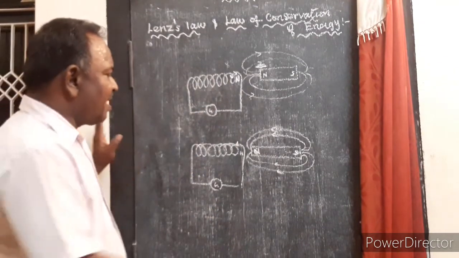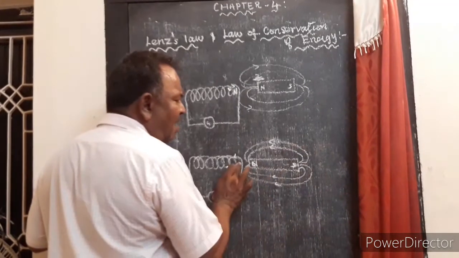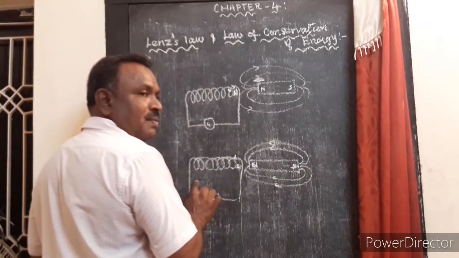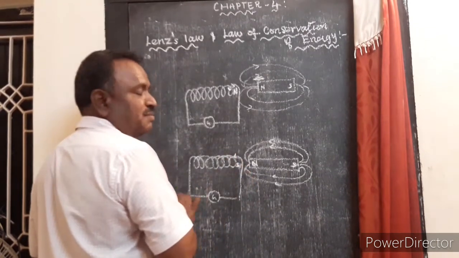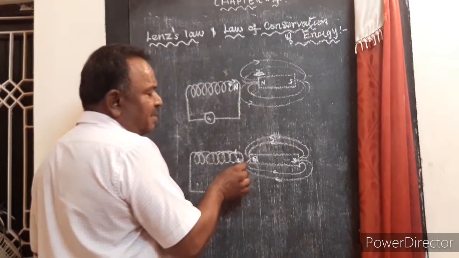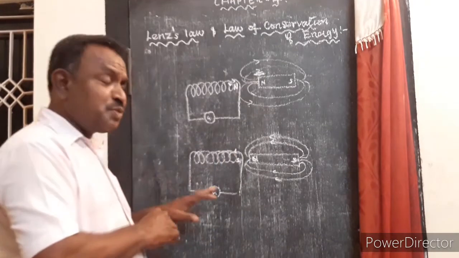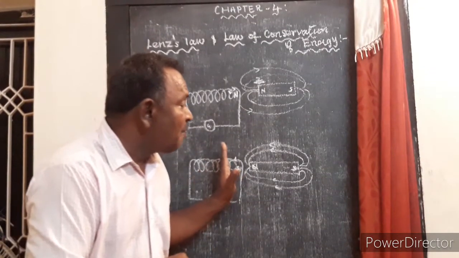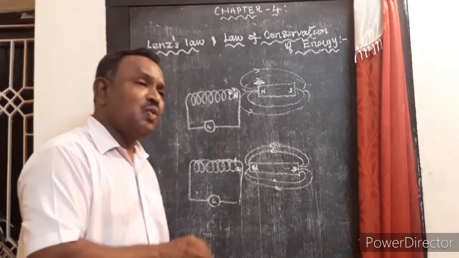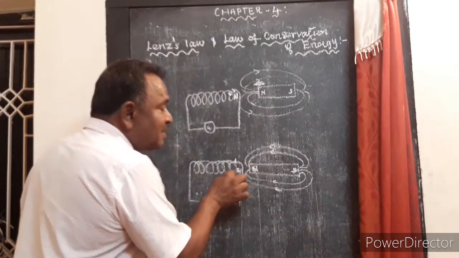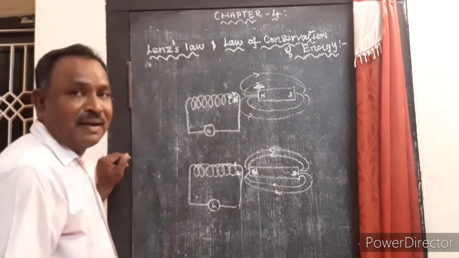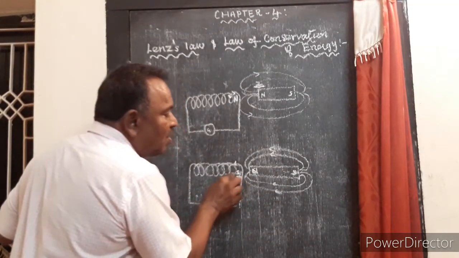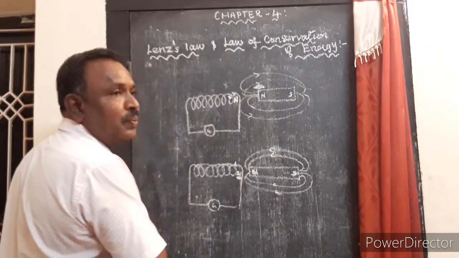In a similar way, when I move the magnet away from the coil, magnetic flux decreases. Because of the decrease in magnetic flux, again an induced EMF is produced. The induced EMF opposes the motion of the magnet. So an attractive force must be exerted by the coil on the magnet. Attractive force means this end of the coil must act as a south pole.